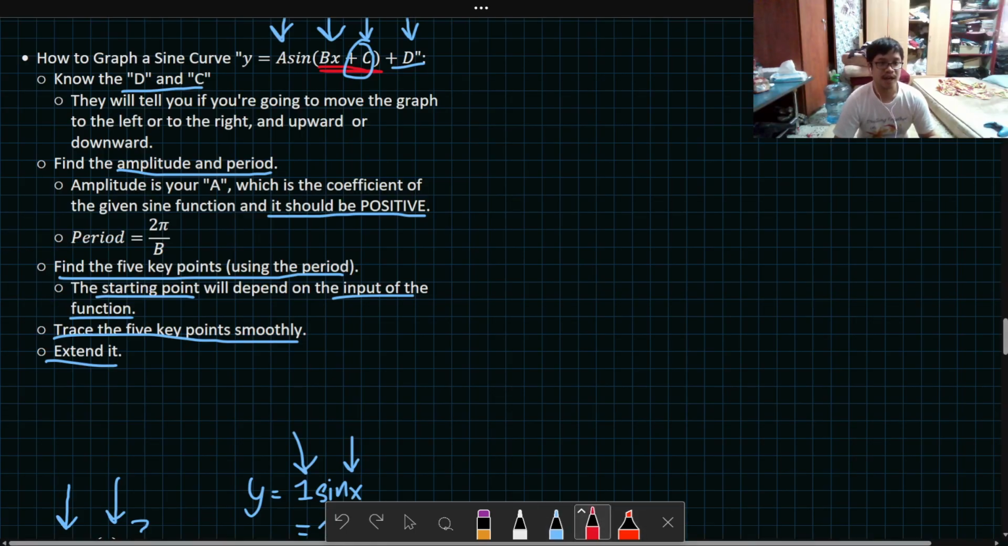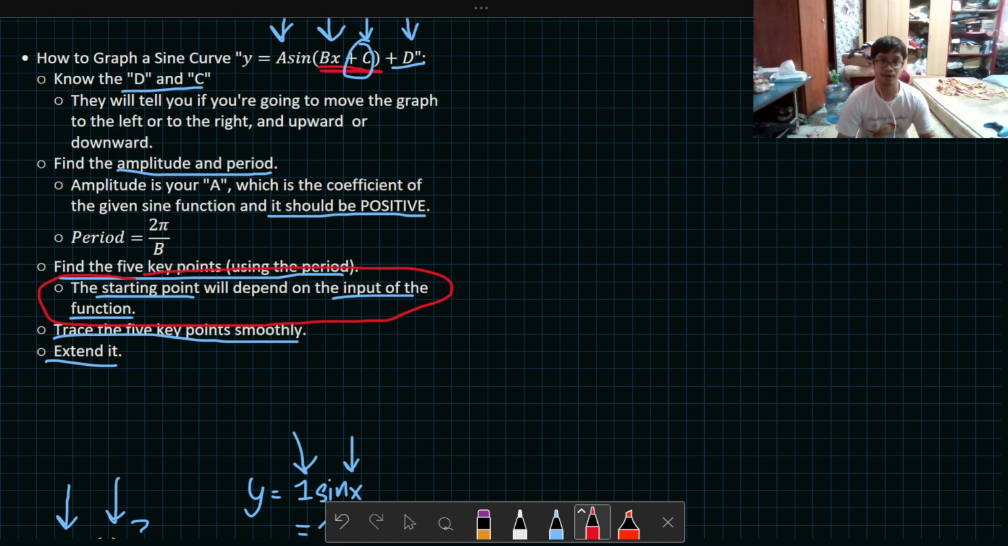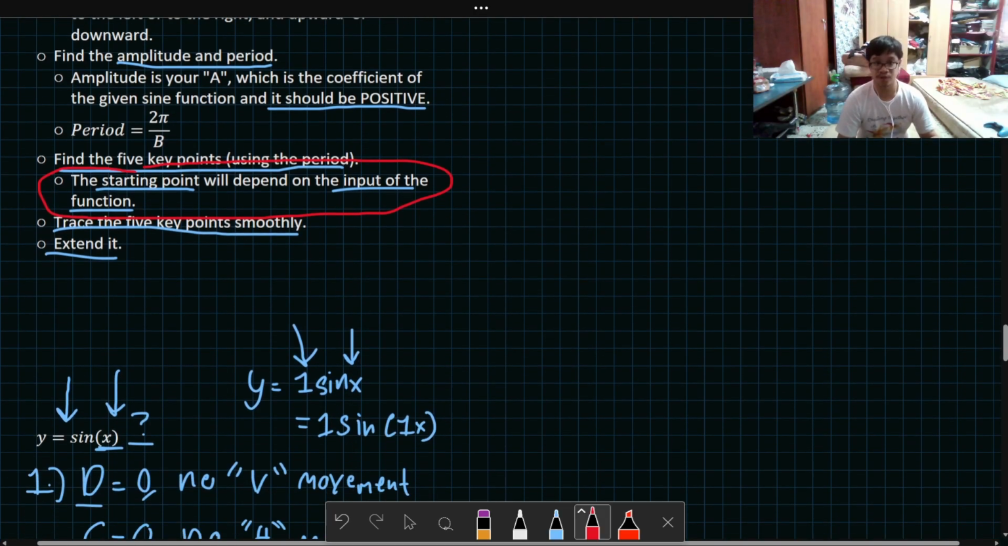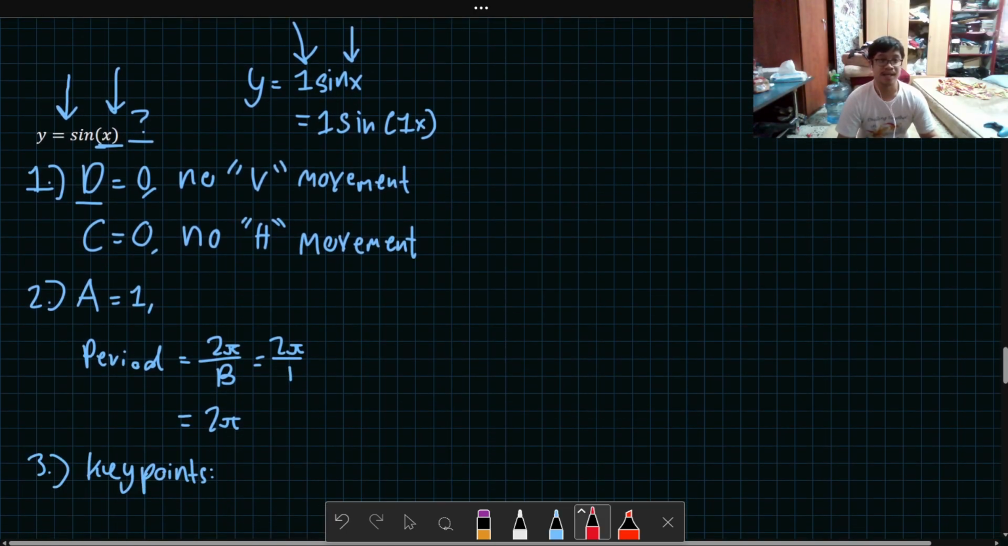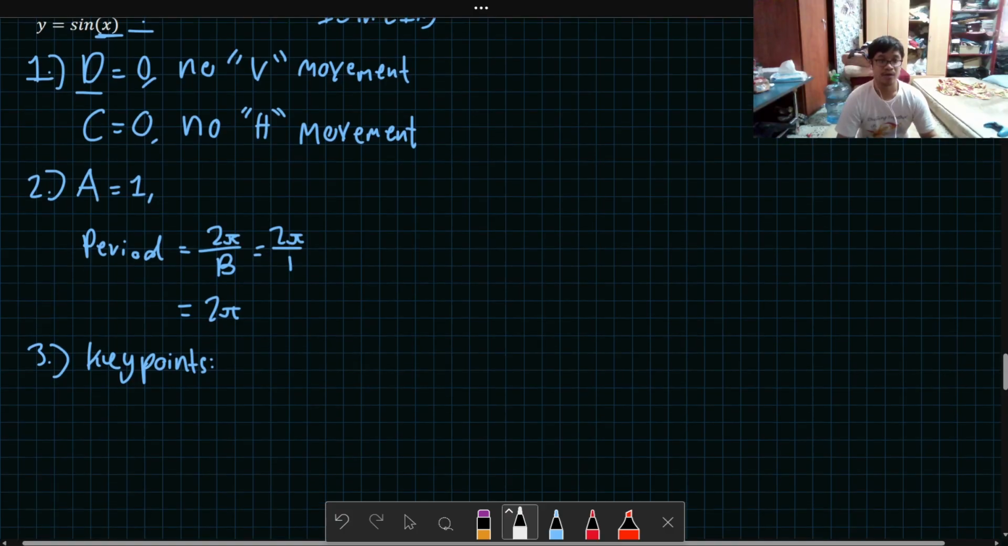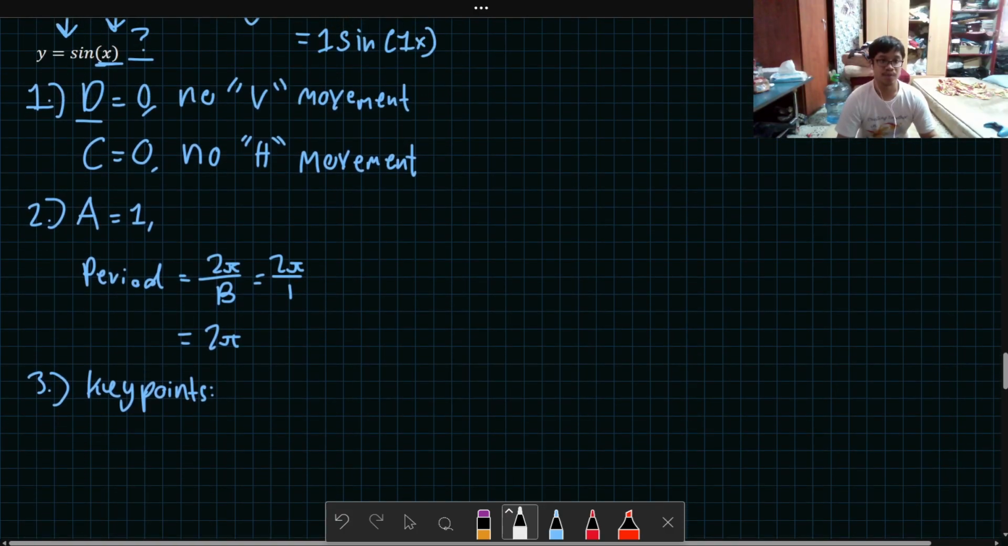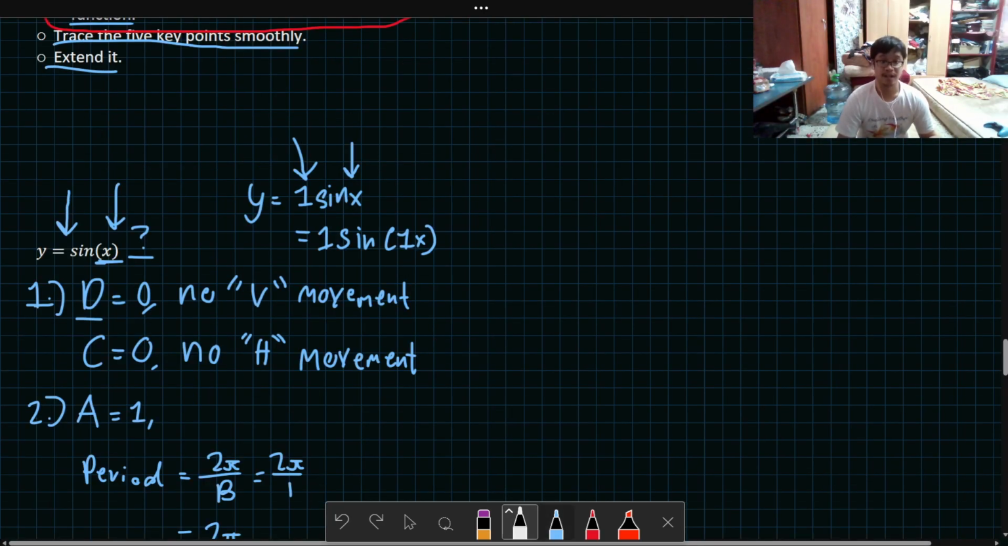But remember that there's additional information I include: the starting point will depend on the input of the function. So for us to find the first key point, we must base it on the input of the function, which is basically inside the parentheses. Let's start first with your first key point, and proceed here to find the key points.